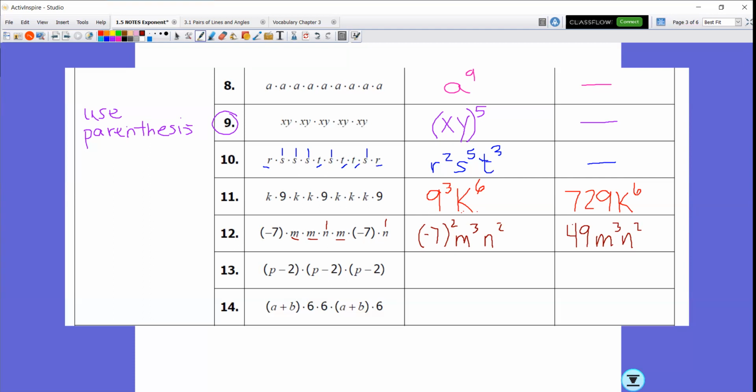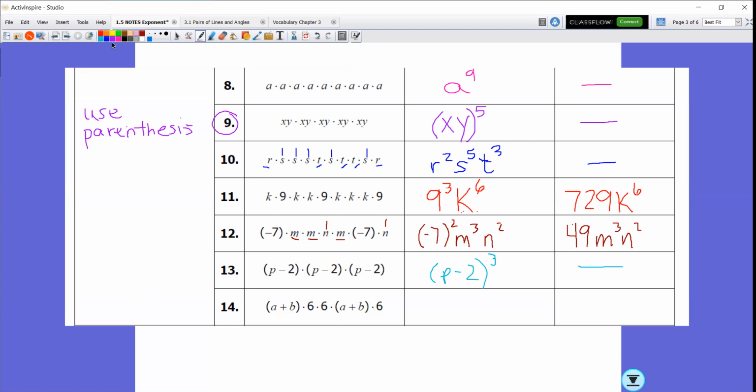All right, two more to go, and then we'll talk about something else a little bit. Number 13, I have this P minus 2 times P minus 2 times P minus 2. So my base is P minus 2. I keep it in parentheses. I have three of them, so that's going to be my exponent. Now I know I have a value here, but I don't know what P is, so I can't just raise -2 to the third power and have P to the third power, because parentheses happen first. So there's no value I can give here. It's just going to remain the quantity, that's what we call it when you have stuff in parentheses, the quantity P minus 2 raised to the third power.